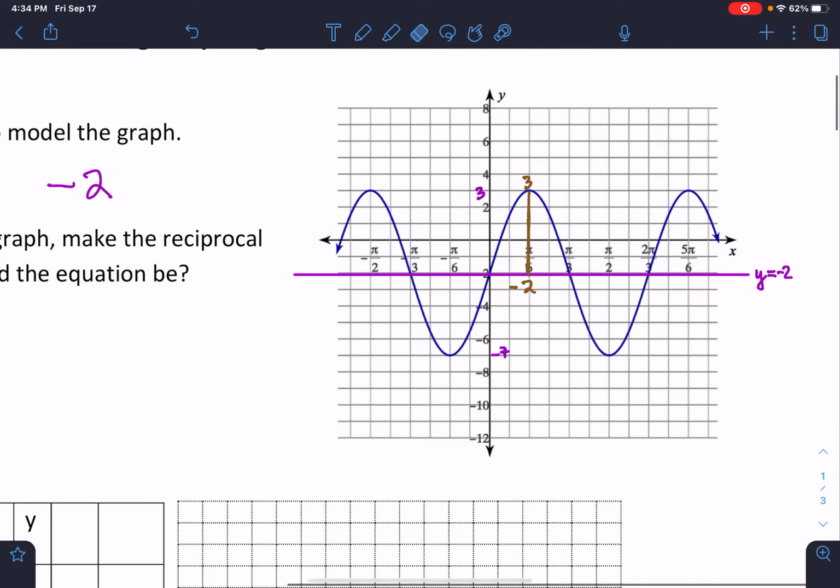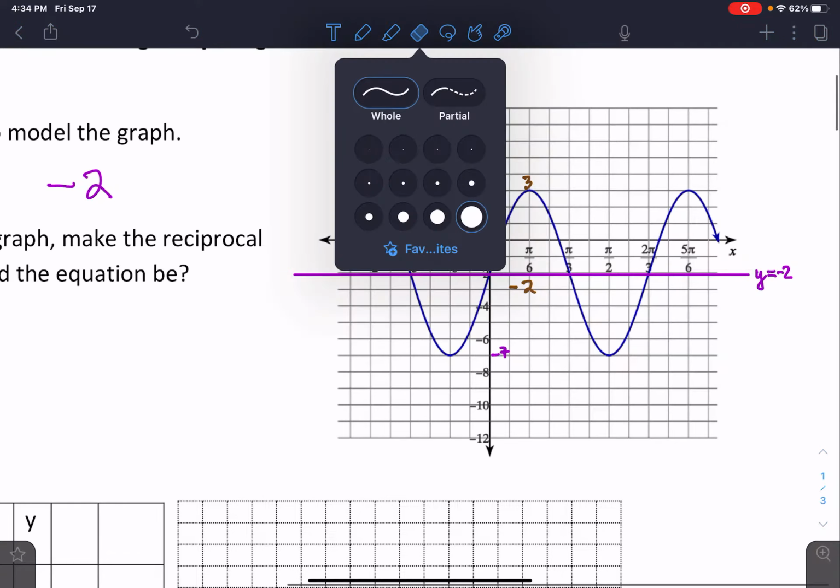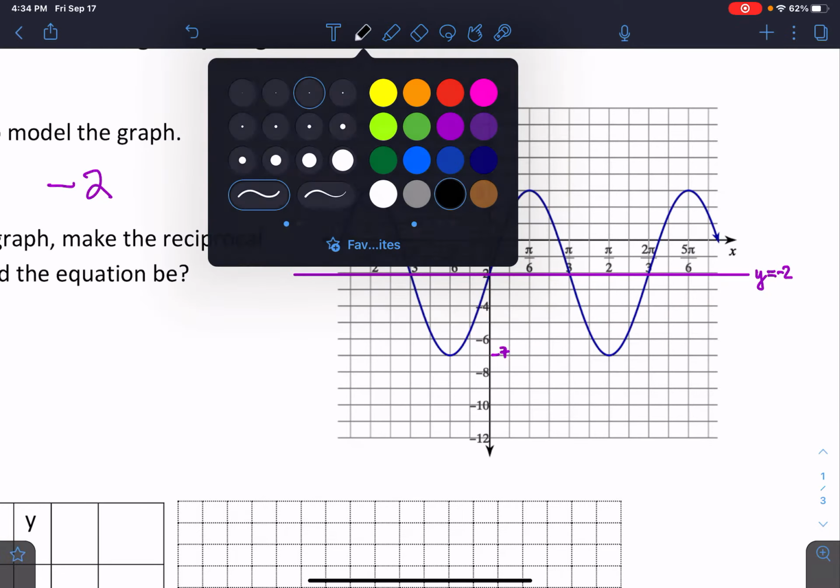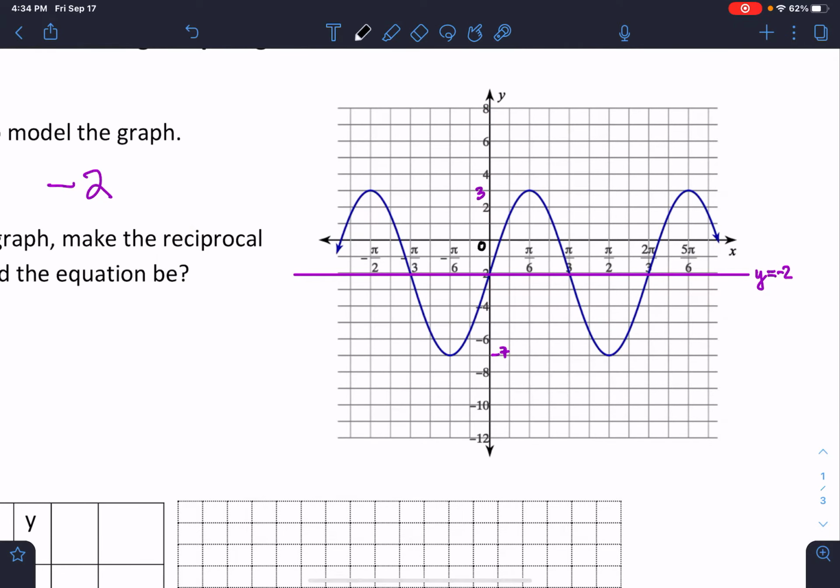So I'm going to erase that. And now we're going to talk about periods and stuff like that. What I told you in class is technically there's a lot of different ways to create equations based on where it starts. So I said in class that we will not have a phase shift. So that means we're starting at 0. So at 0, I'm at this point, 0, -2.